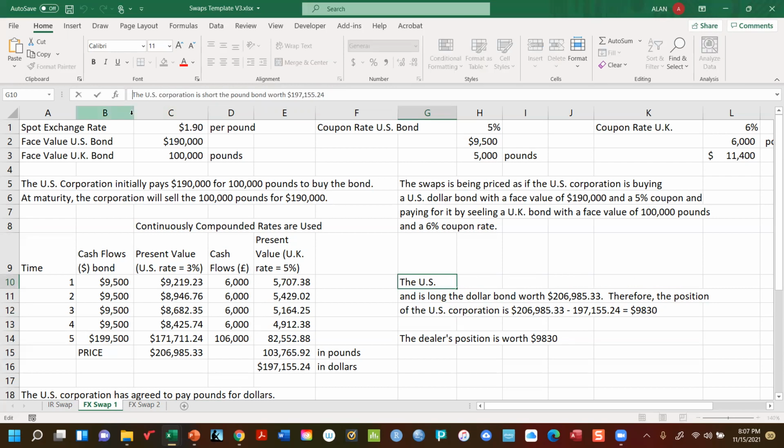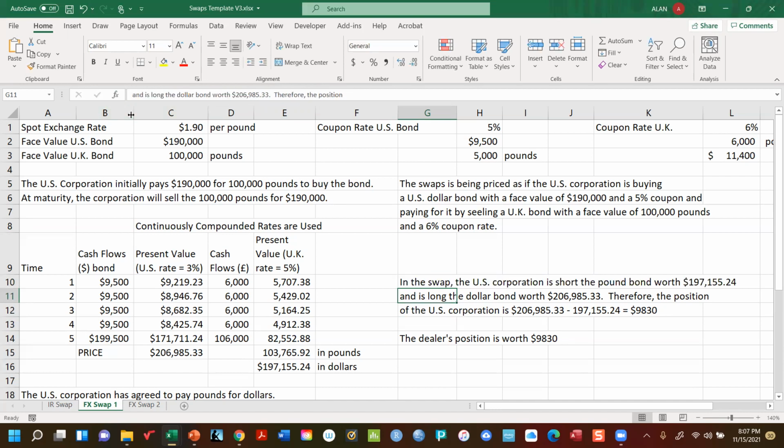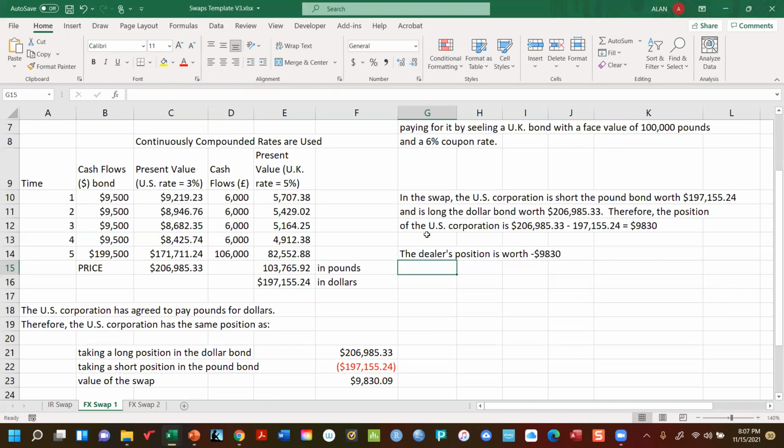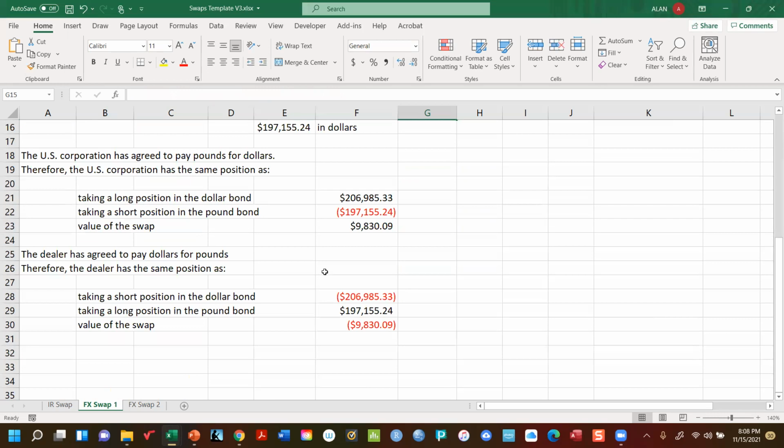So what I should do, this is the part that I really should have added. In the swap, the US corporation is short the pound bond and long the dollar bond. Okay, that was the key detail. The swap itself is equivalent to the US being short the pound bond and long the dollar bond. So their position is worth 98.30. The dealer is in the opposite position, which means negative 98.30.